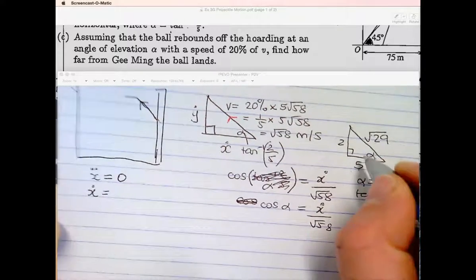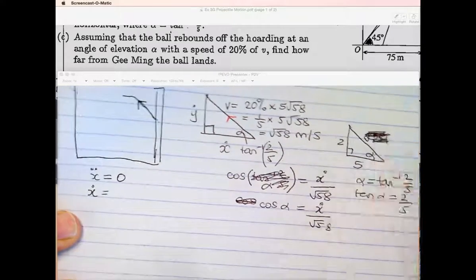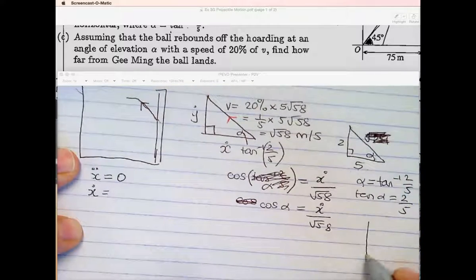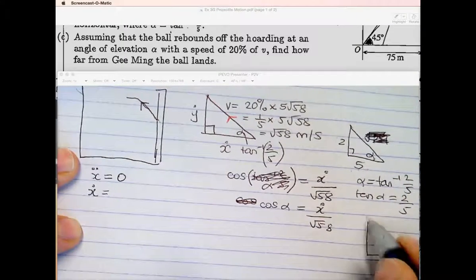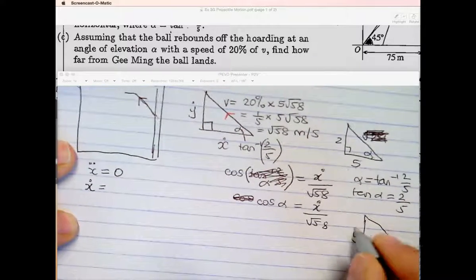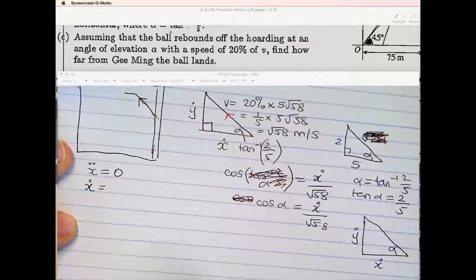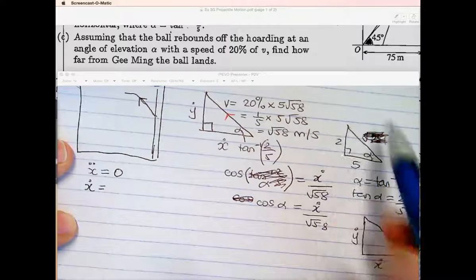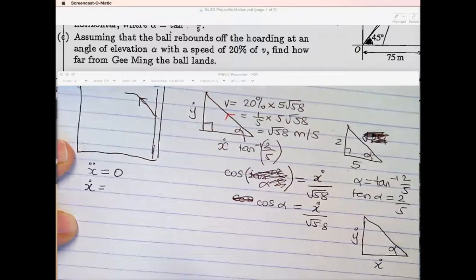Sorry, I know what's confusing you here. I need another triangle. Then I've got my x dot and my y dot. I can see what's confusing you. All right? I need one triangle to work out my alpha stuff, and one triangle for the velocity. Got it? Yeah, that's what I did wrong.